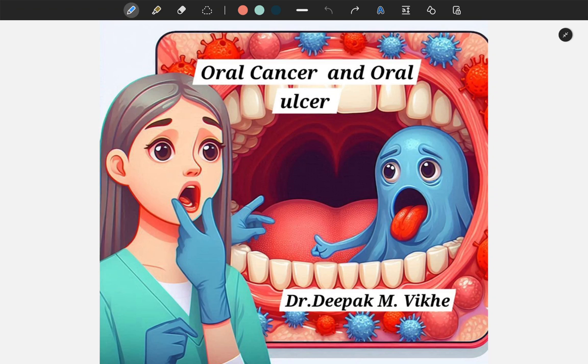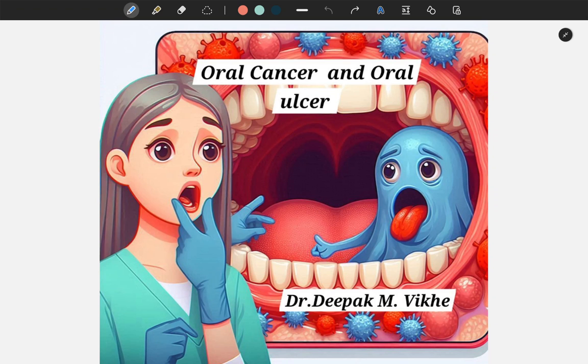Now let's talk about oral cancer. It can manifest as persistent sores, lumps, or patches in the mouth. Unlike oral ulcers, these lesions do not heal on their own and can spread to other parts of the body if not treated. So we should know the features of oral ulcers and oral cancer.